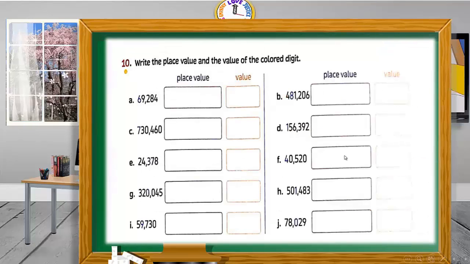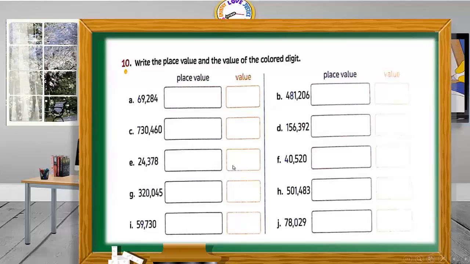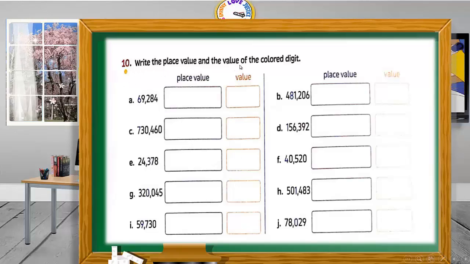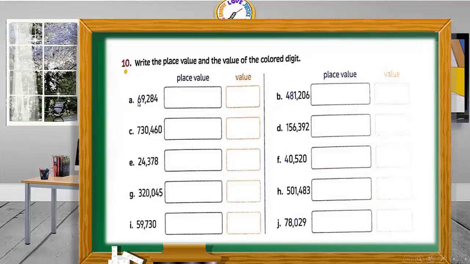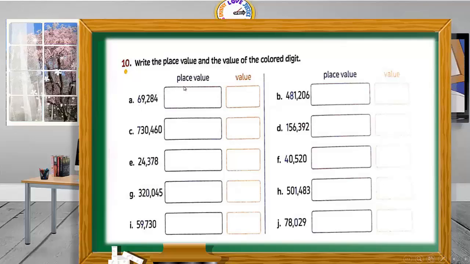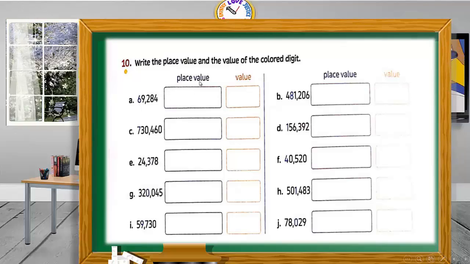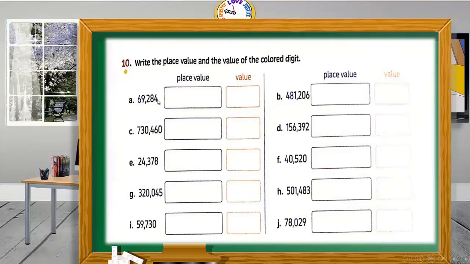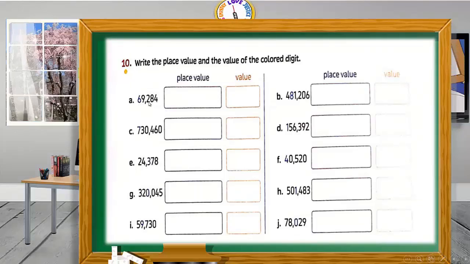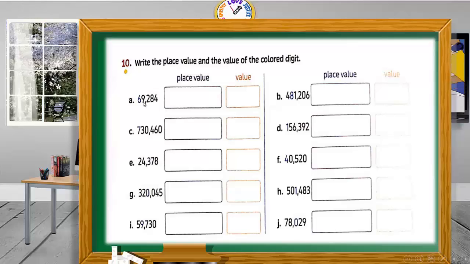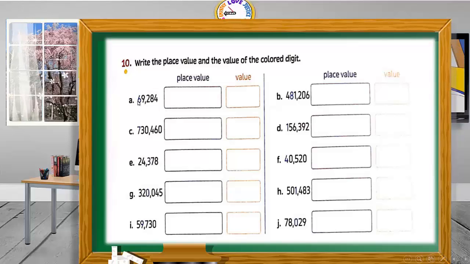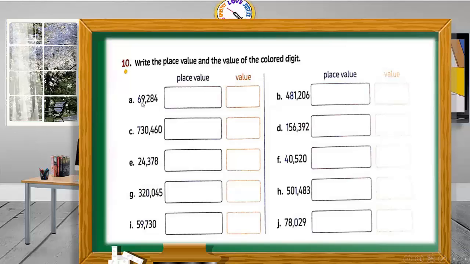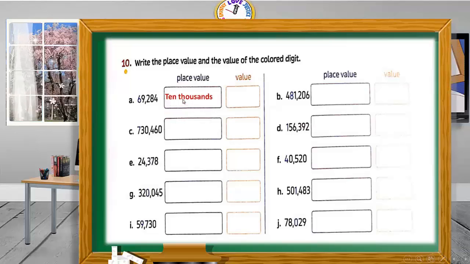It's so easy, this question, and you talked like this in grade 3. Write the place value and the value of the colored digit. Here, where is the colored digit? He asks you, what is the place value? Place value, you should say in which place. 6 in which place? In ones place? No. In tens place? In hundreds place? In thousands place? Or in what? In 10,000s place. So you should write here 10,000s.